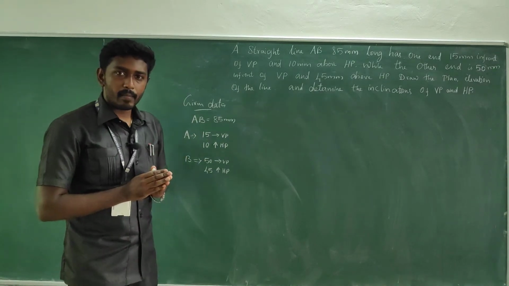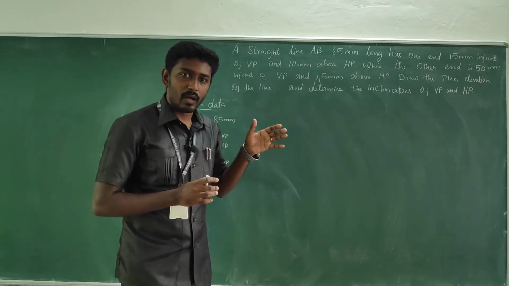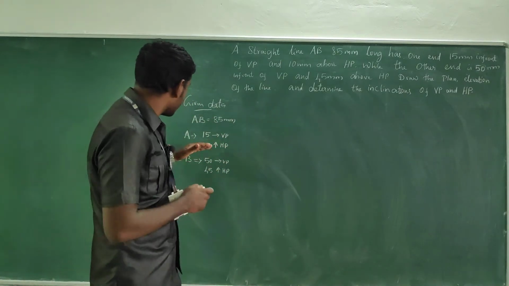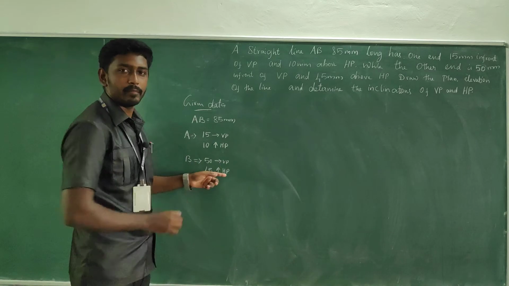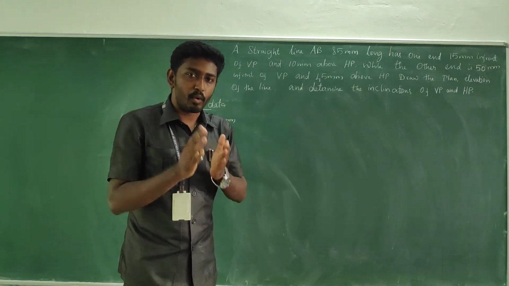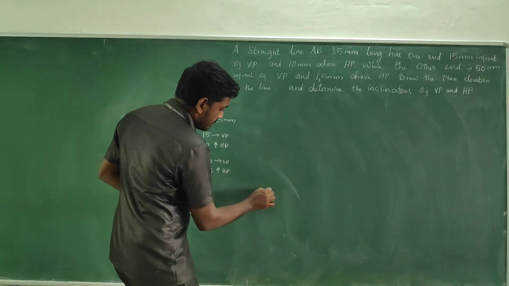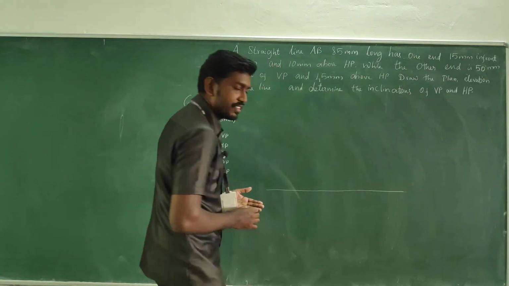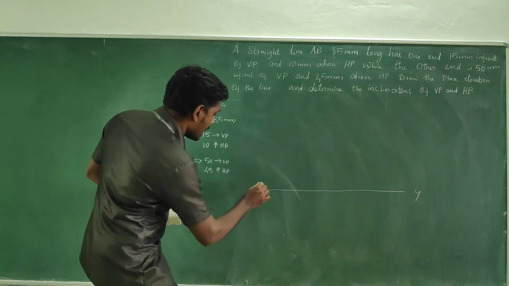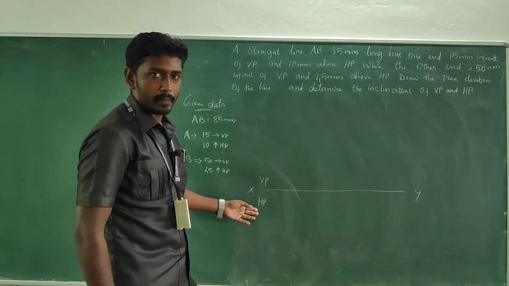Always remember, whenever you are working on the projection of straight lines, we need a minimum of 5 data. Check here: 1, 2, 3, 4, 5. We have 5 data, so this is more than enough to conclude the problem, right? So first of all, start by drawing a reference line, XY. Above the reference line is VP and below the reference line is HP.